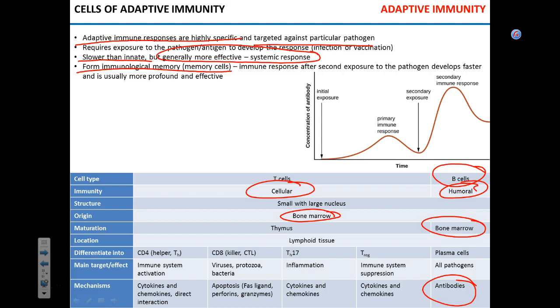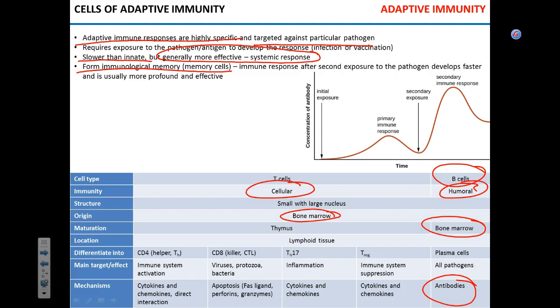A little detail. It's kind of logical to assume that B cells got their name because they mature in bone marrow, right? Yeah, logical, B for bone marrow. But B cells were discovered in chicken. And in chicken they mature in a special organ that is called the bursa of Fabricius. Bursa means like a sac. This is why they got their name, not because of bone marrow. In chicken they're not in the bone marrow, they're in the bursa of Fabricius.